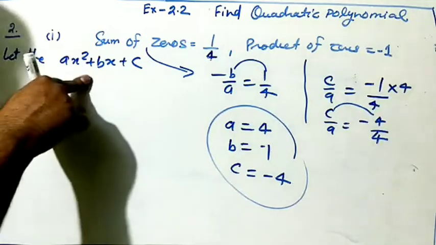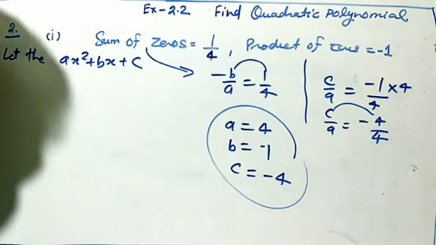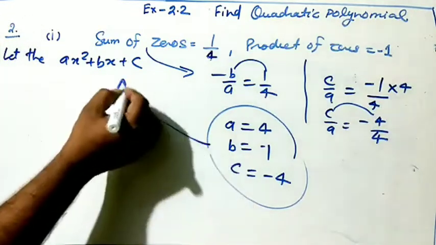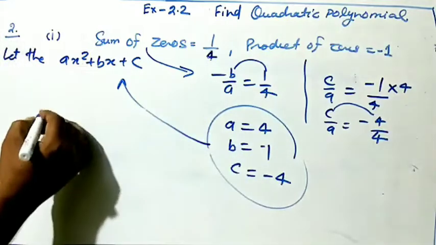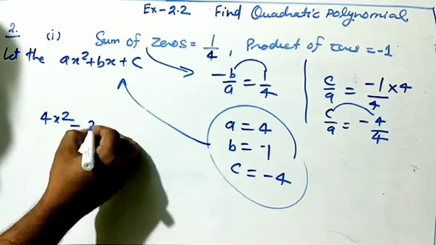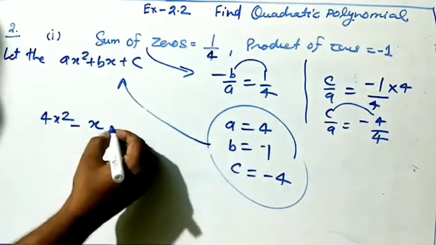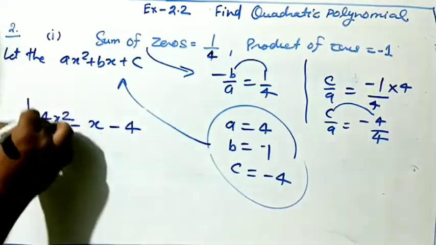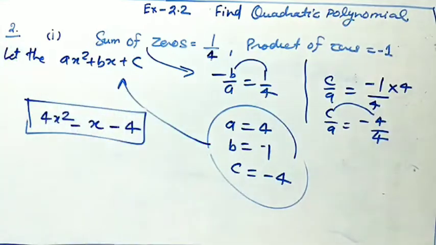Now what do we assume? ax square plus bx plus c. So put these values in this equation. What is the value of a? 4. 4x square. What is the value of b? Minus 1. Minus x. And what is the value of c? Minus 4. So this will be the required polynomial when the sum of zeros and the product of zeros are given.